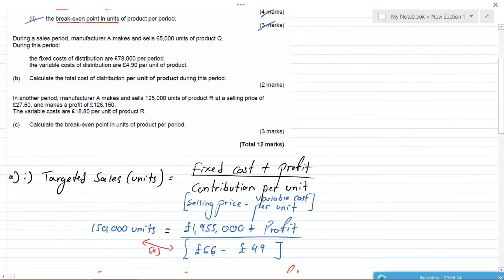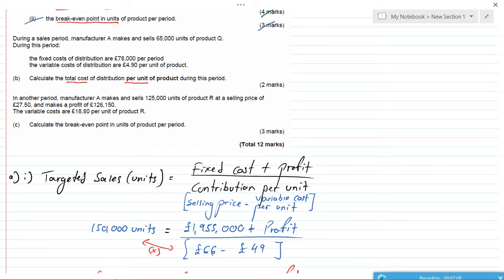Calculate the total cost of distribution per unit. Please be careful. Even in the question itself, they've already bolded it over there. Now, over here, they say per unit. Okay, please be careful. It is per unit. Normally, total cost will be in total, but however, in this question, they're asking in per unit. So you have to be very careful. You have to change everything into per unit.